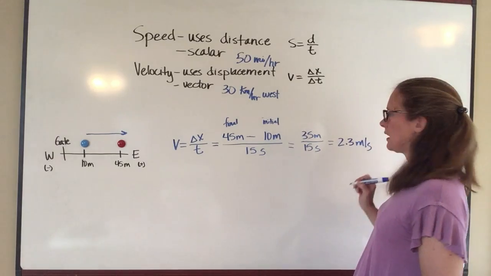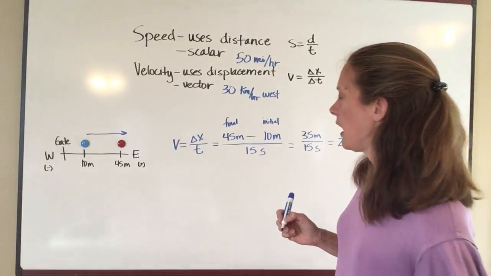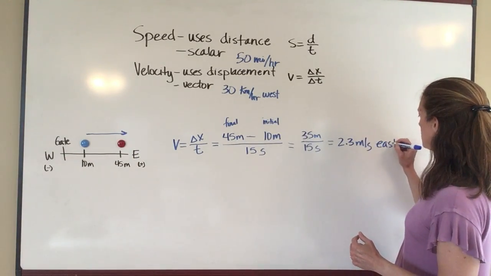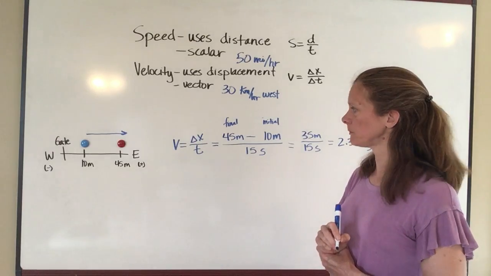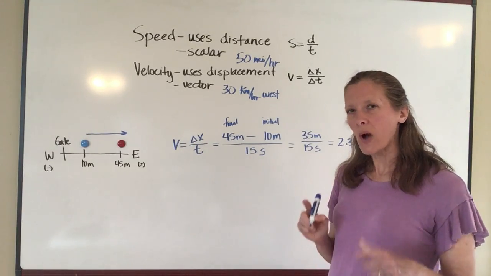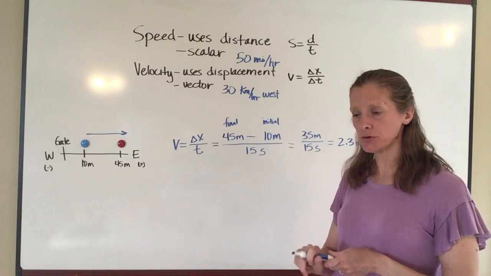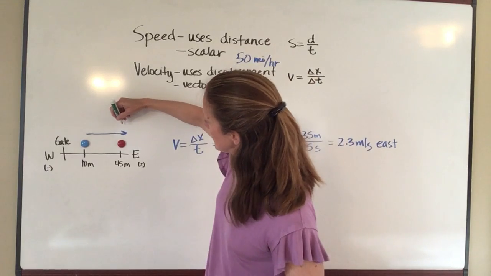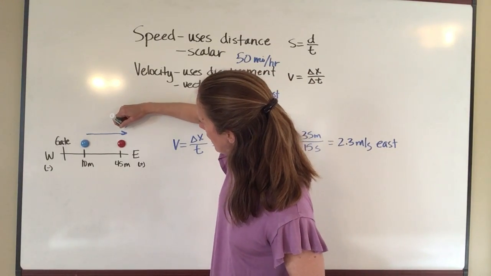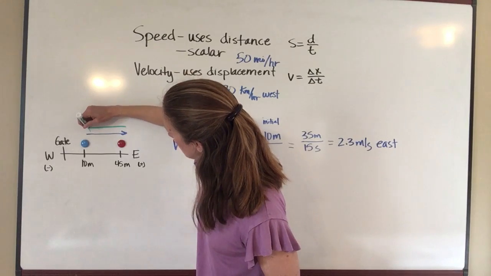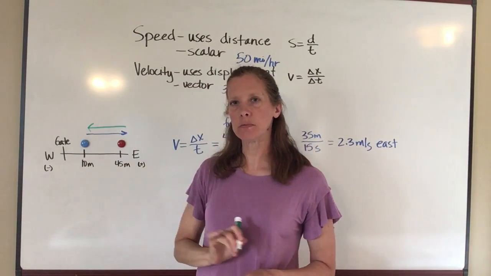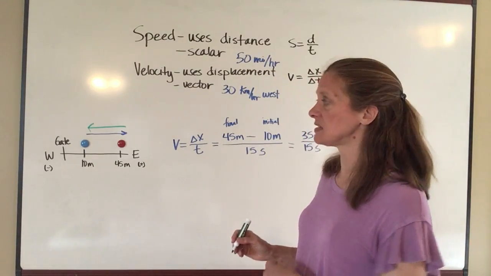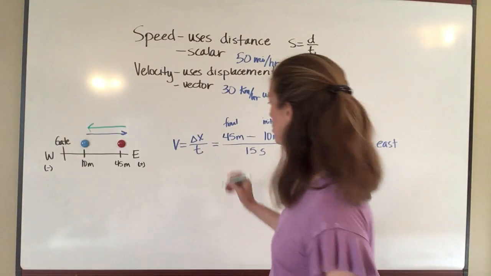meters per second. Now velocity has to have a direction with it. And so which way did he go? He went east, so this answer should be 2.3 meters per second to the east. Okay? What happens if he goes the other direction? Instead, let's say that he's now 45 meters here, and he's going to go back this way, and he's going back to 10 meters. Does that change his velocity? Actually, it does, because his displacement is now in the other direction. Let me show you what I mean.